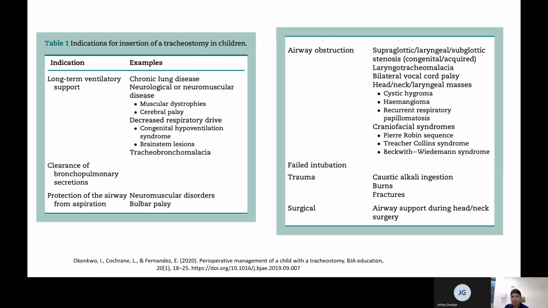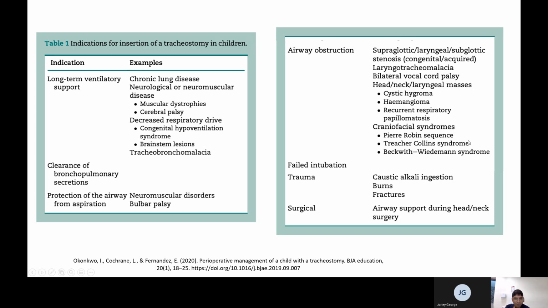Other causes of airway obstruction could be neck and laryngeal masses, cystic hygroma, and so on, which obstruct the upper airway, and subglottic stenosis and supraglottic stenosis, congenital or acquired. Subglottic stenosis is very common after preterm birth and neonatal ventilation. So this is probably a big group of indication.